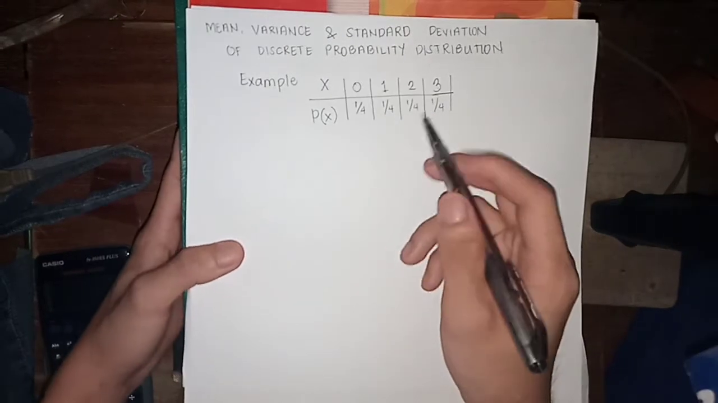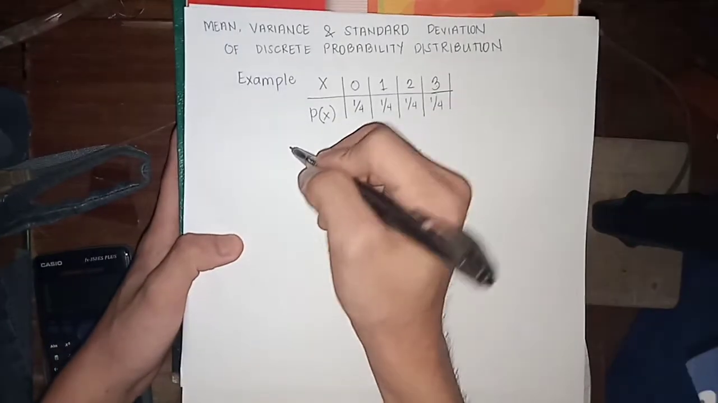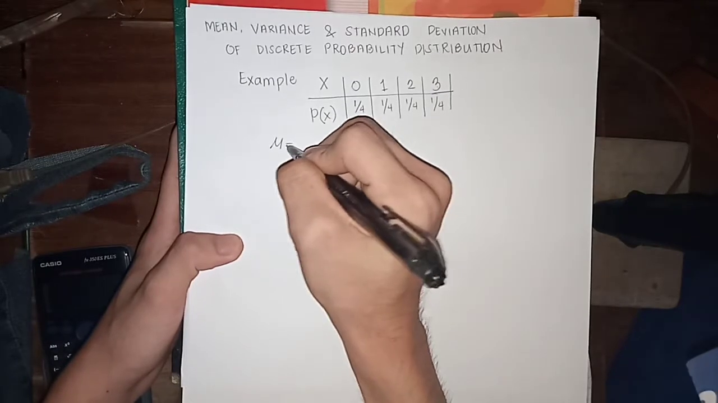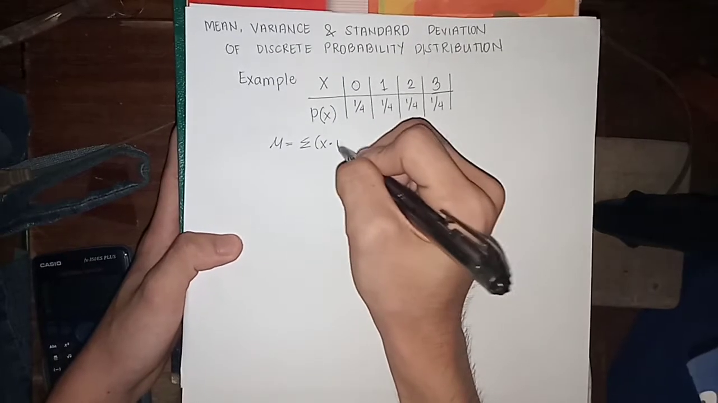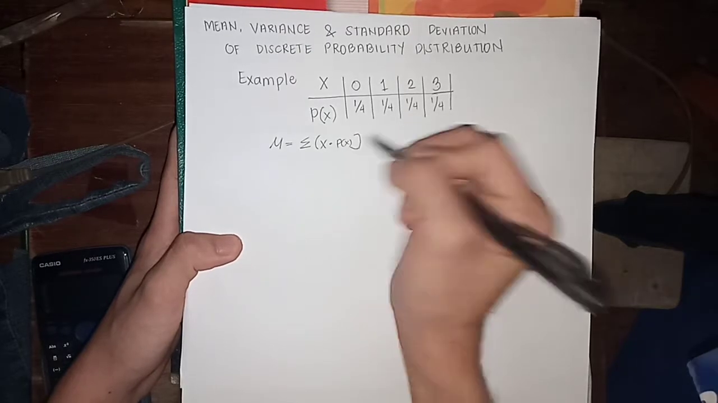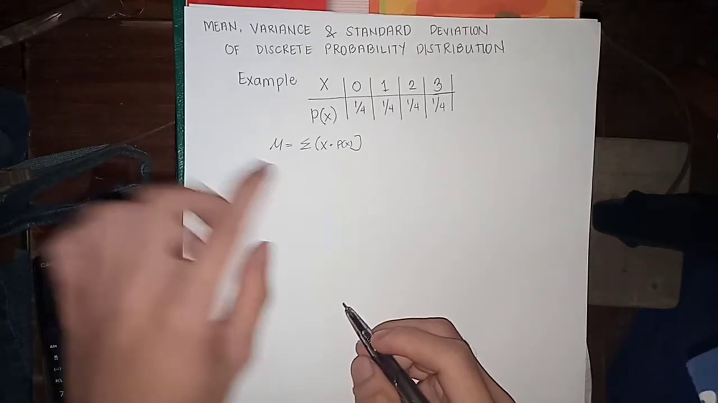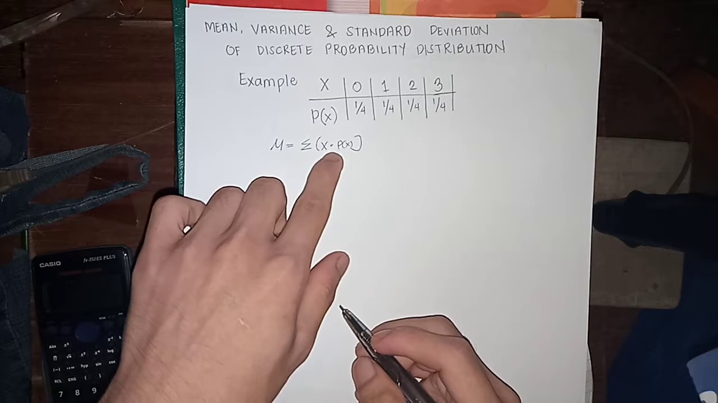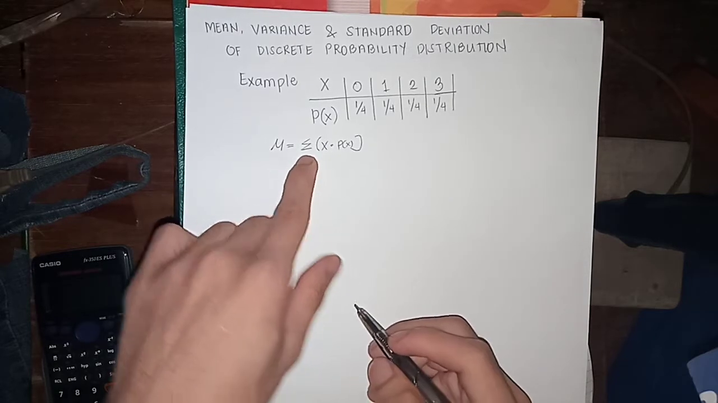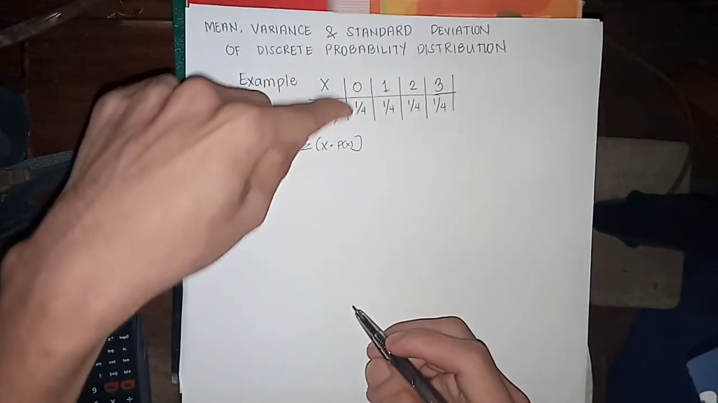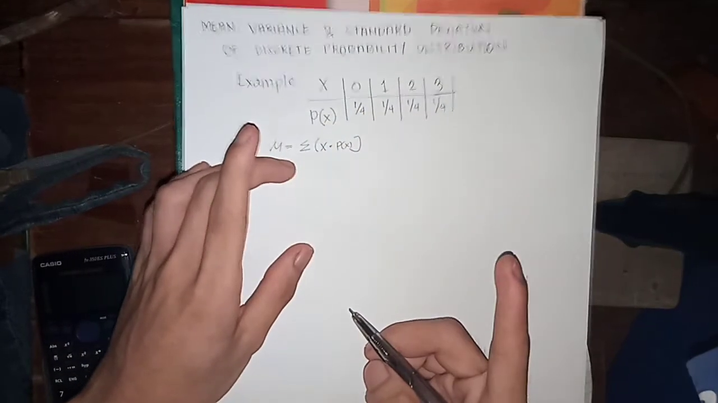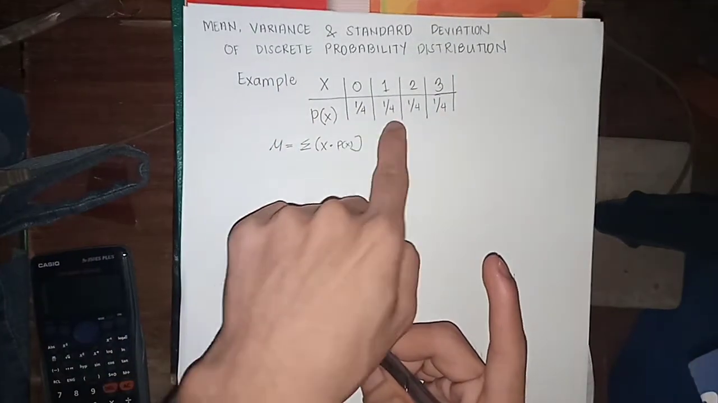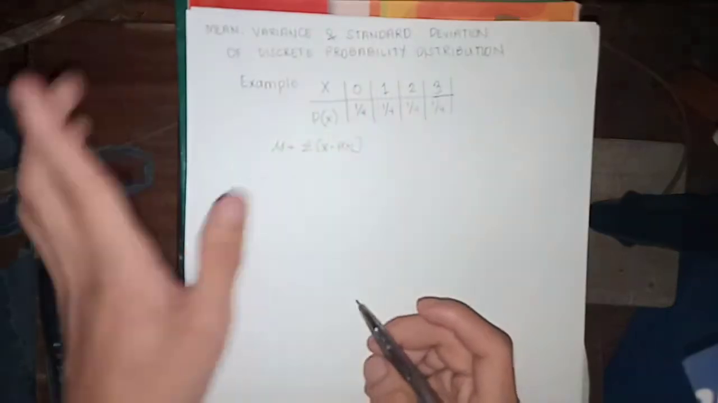Now, finding the mean, the formula is the summation of x times p of x. Okay. So, ibig sabihin, i-multiply natin yung x sa p of x and then kukunin natin yung sum. Ibig sabihin, isa-isa natin silang i-multiply and then kukunin natin yung sum nila. So, pag pinag-multiply na sila, i-add na natin lahat yung product nila. So, let's say we have this probability distribution.